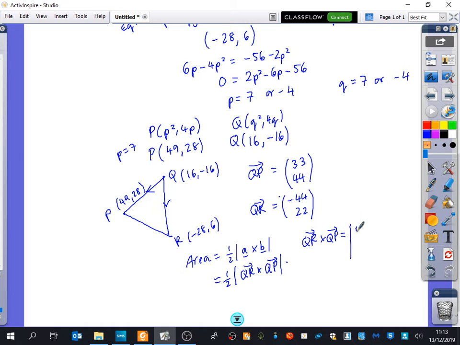Now, you get your I, J, K. Well, the I for QR is minus 44. The J is 22. The K is 0. Why does there have to be a K when you do the cross product? Because the cross product has to be in 3 dimensions, because it's finding a vector which is perpendicular to 2 other vectors, which means it has to go into 3 dimensions. And then you've got your other bit, which is QP, which is 33, 44, 0.